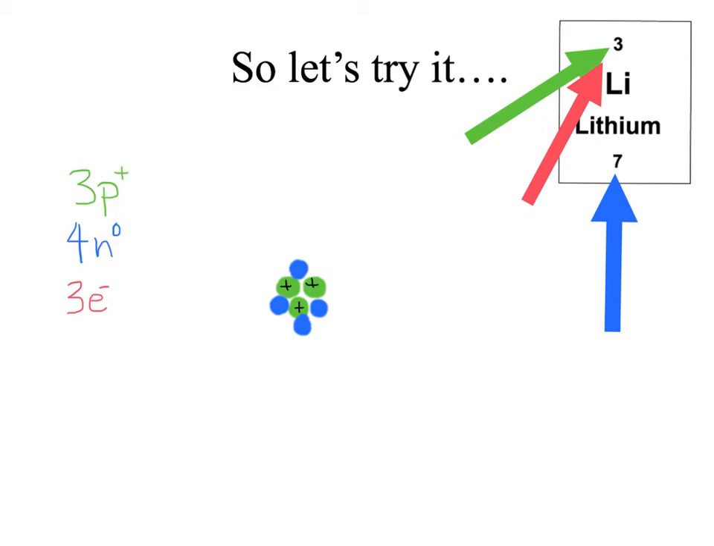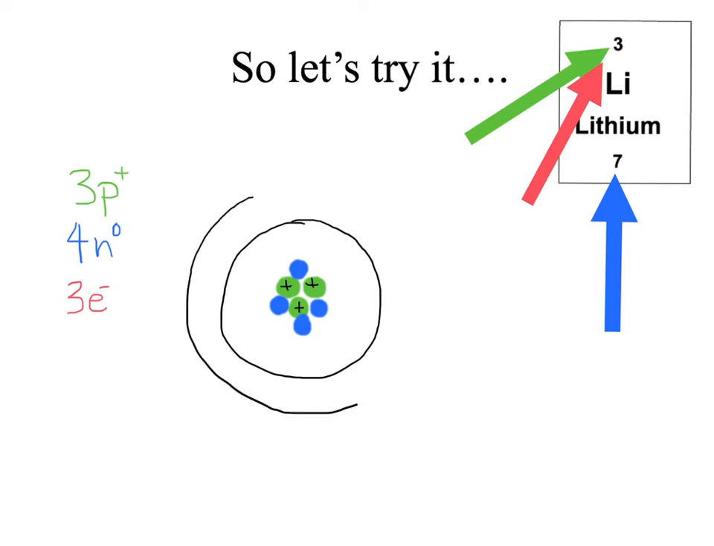Next thing I need to do is look at my energy levels. I know I'm going to have one energy level that's going to hold my first 2 electrons, but then I'm going to have an extra electron I need to put somewhere. So I'm going to need a second energy level. So I've drawn my 2 circles, and I can always add more if I end up needing them. So I have 3 electrons.